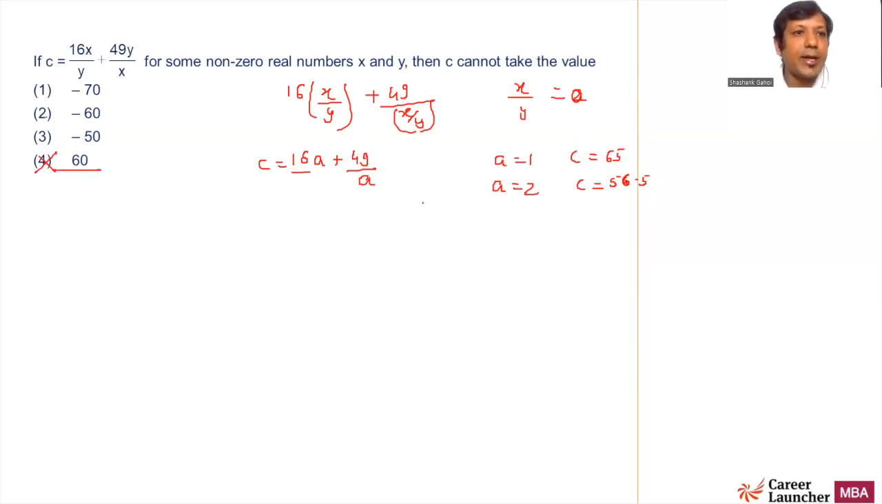If this is rejected, I can also say this is also rejected, because instead of 1, if I put -1, c becomes -65. Instead of 2, if I put -2, I'm going to get -56.5. So in between, I can again get a value of -60. So that is also rejected. Now, if I put a equal to 4, I am going to get 64 plus around 12. So c is going to be somewhere around 76.25.